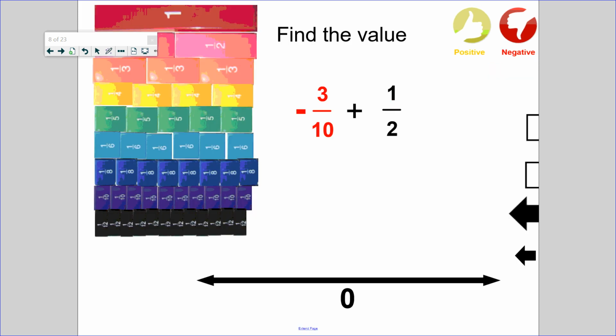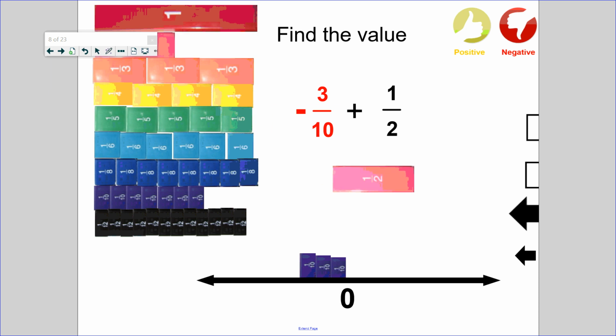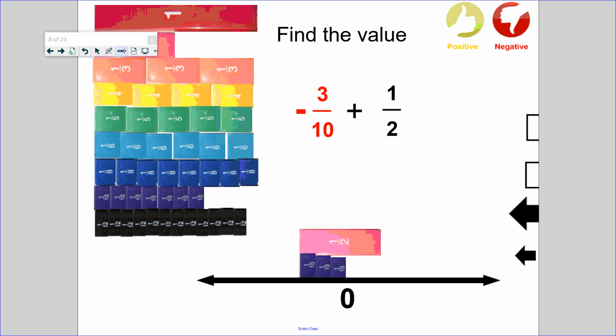So what we're going to do now is practice adding negative and positive fractions. Here is a number line. 0 is in the center. I'm going to have negative 3/10. Will that go left of 0 or right of 0? Hopefully you say left of 0. Then I have plus a half. Will it go farther left or will it go right? Right. So as you can tell, the answer will be positive.